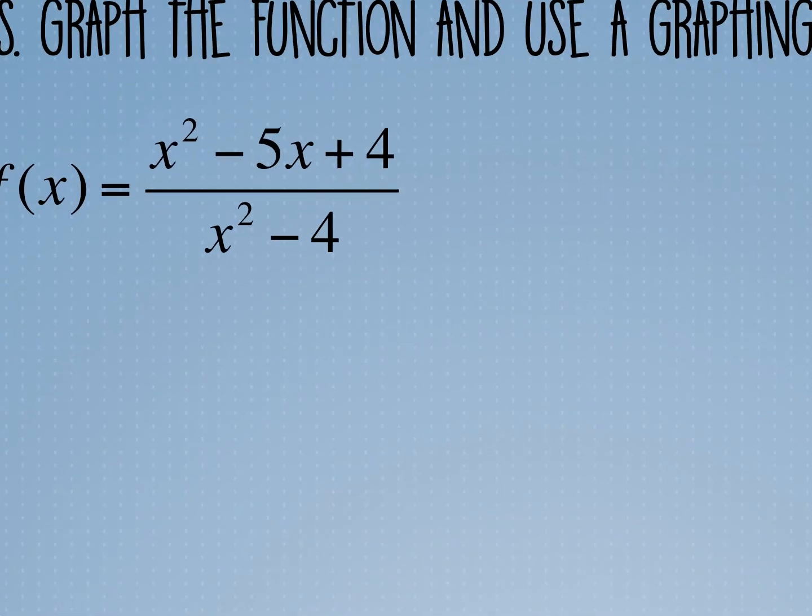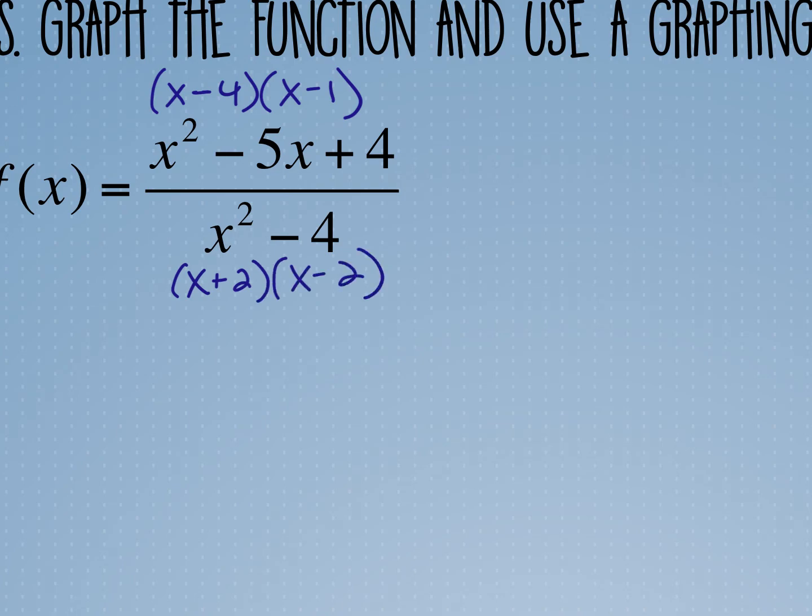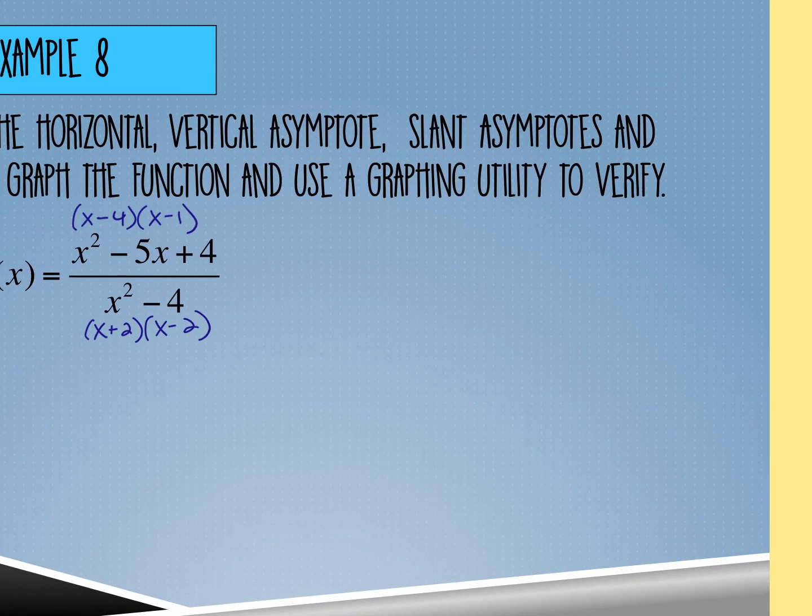Factor it. The numerator this time would be x minus 4 and x minus 1. Factors of positive 4 that sum to negative 5. Denominator: x plus 2 and x minus 2. Does anything cancel? No, so there are no holes. On your test you can put none, you can put DNE, I don't care. On WebAssign it's DNE.